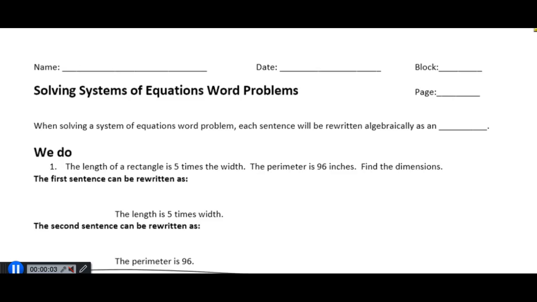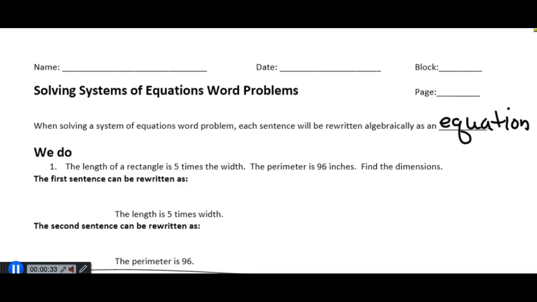Solving a system of equation word problems, or actually taking word problems and solving them using a system of equations. When solving a system of equations word problem, each sentence will be written algebraically as an equation. And that's typically what we see. Sometimes the information is all in one sentence, but typically we find it in two separate sentences. So we're going to look at this first one.